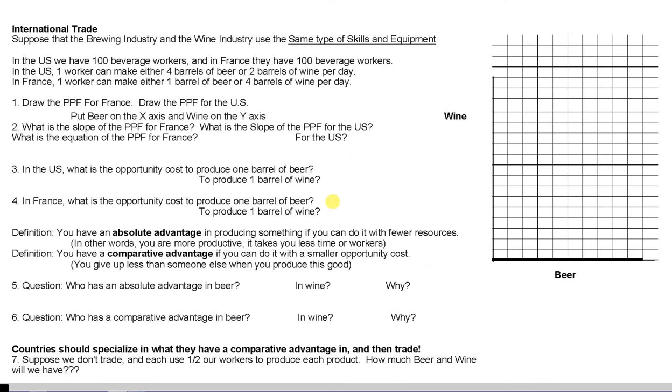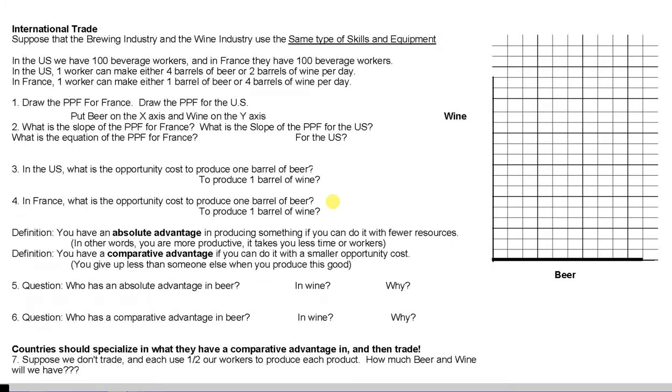Alright, here's a video going into an example of using production possibilities frontiers and the idea of opportunity cost to discuss principles involved with international trade. Now, this is illustrating the idea of why do countries trade with each other anyway.